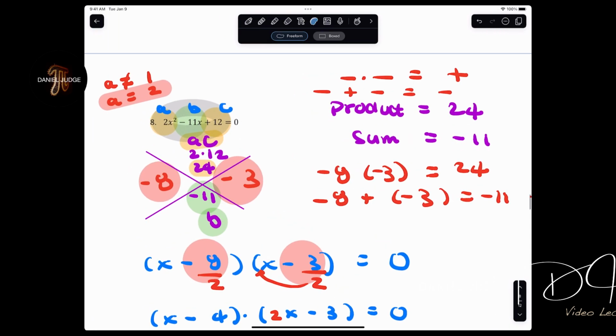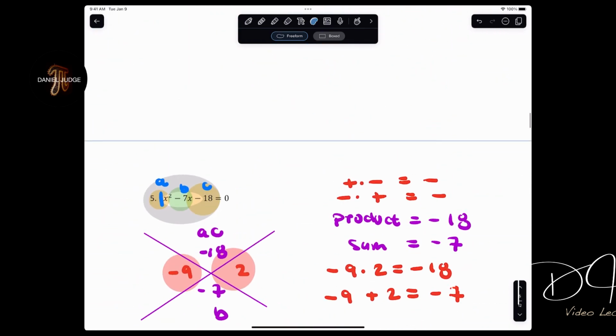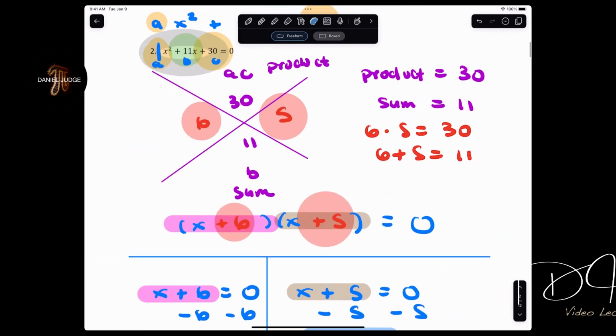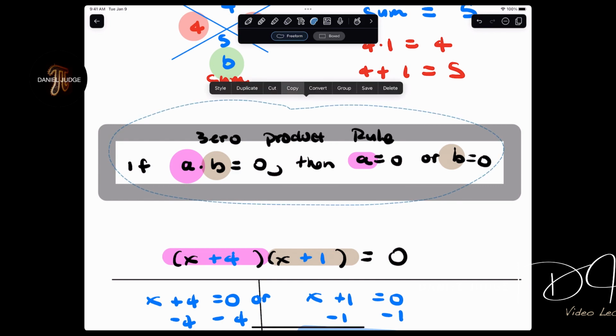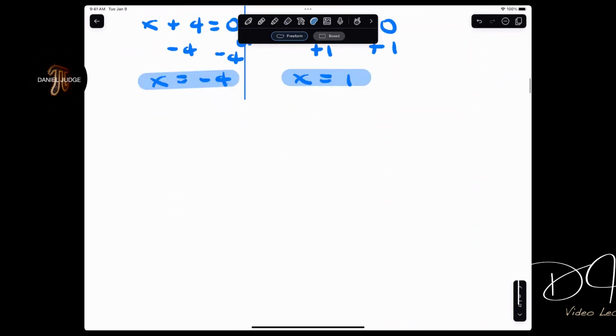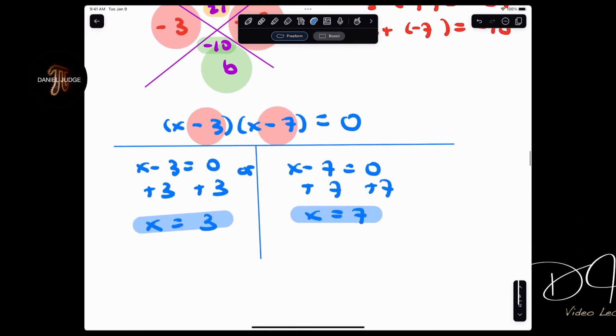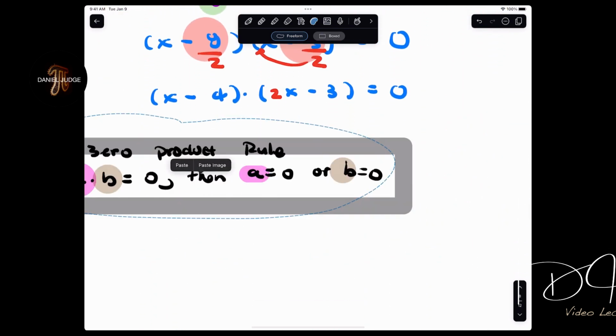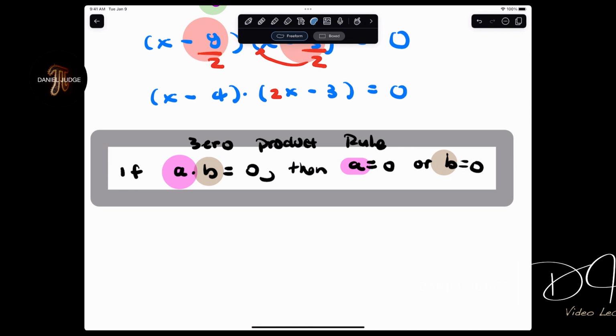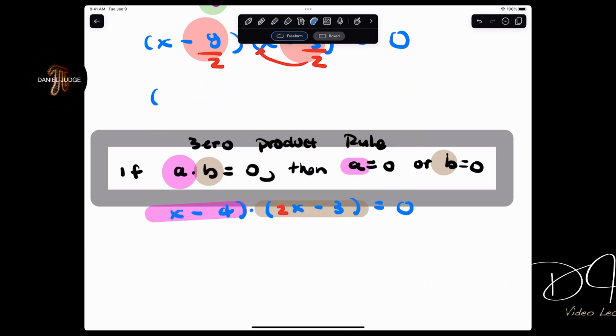Now, maybe you forgot about it. I'm going to go all the way back and bring it out, in case you forgot. Okay, where, again, the first term in pink is x minus 4, and the second term in brown is 2x minus 3, and the product equals 0.